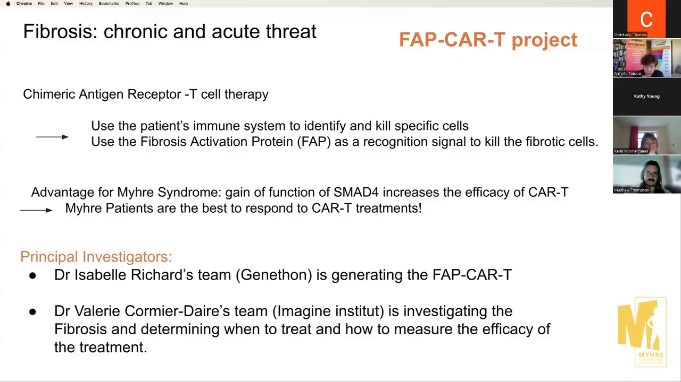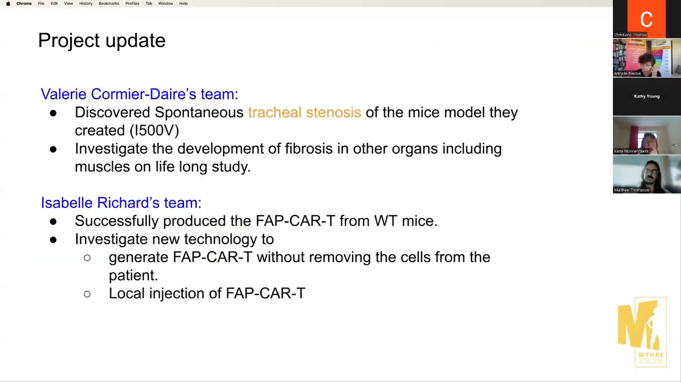So the first part of the work is really more with Valérie, who is identifying when to treat, what to treat, where the fibrosis is. She sees a lot of patients, but they have also developed a mouse model with the 500 mutation. And they have discovered that there is a spontaneous tracheal stenosis in mice of that model. So that's a good model to test the FAP-CAR-T to see if it's going to work on tracheal stenosis in particular.